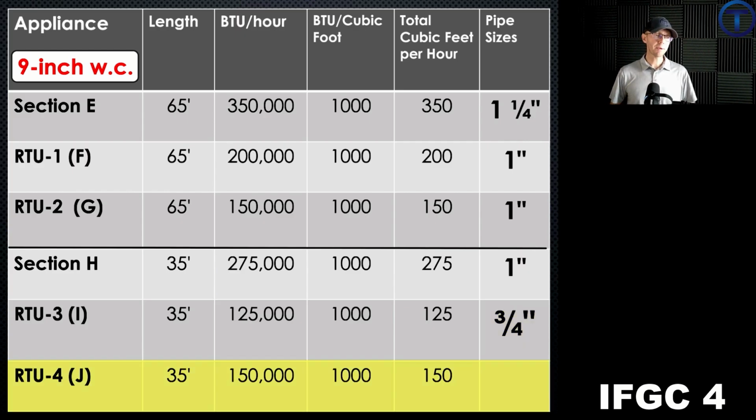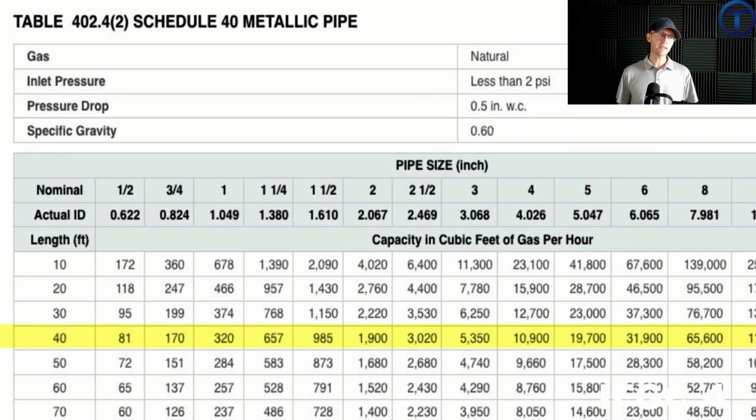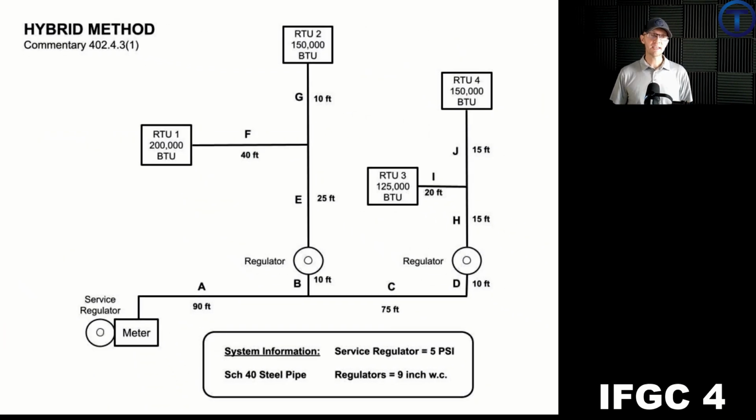Then we have rooftop unit 4 with J, 35 feet, 150 cubic feet per hour. Coming across on line 40, it's more than 81. It's less than 170. So we'll go up and we find, once again, 3/4 inch pipe. That should do it. We've sized everything on this system.